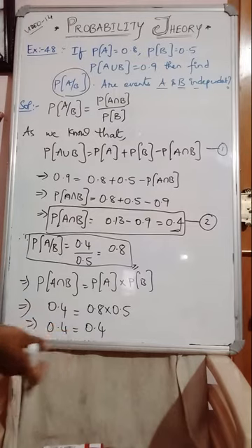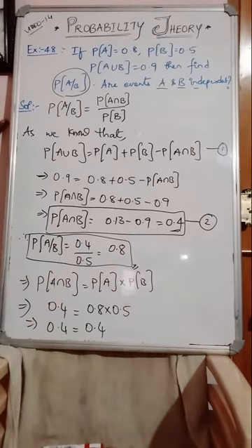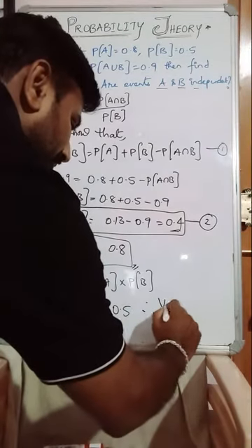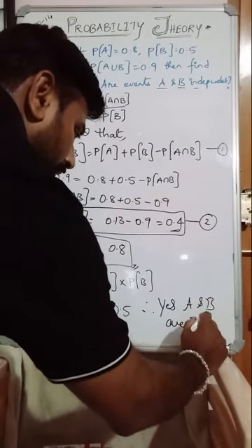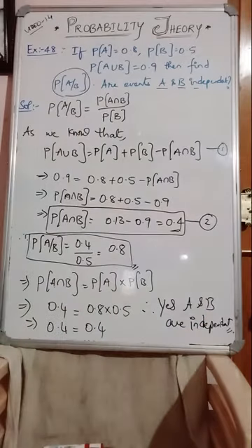That means 0.4 equals 0.8 into 0.5. So both are equal now. P of A intersection B equals P of A into P of B. Both are equal. LHS equals RHS. Therefore, yes, A and B are independent. You understand, guys? So very simple problem.